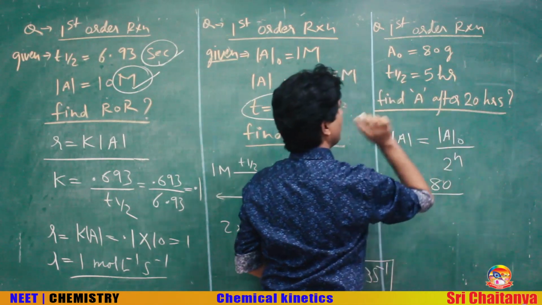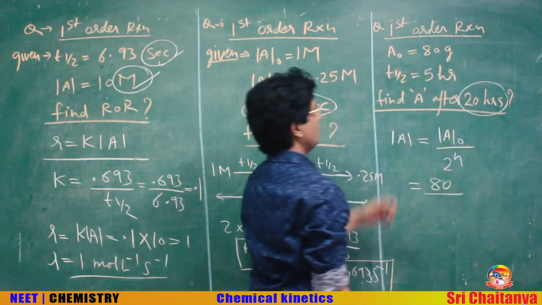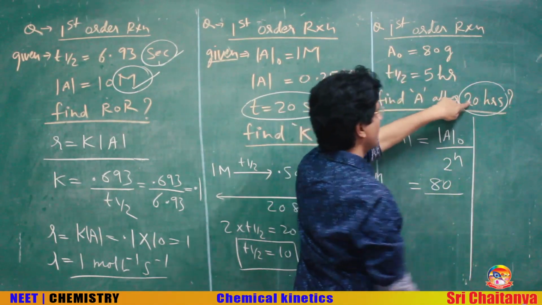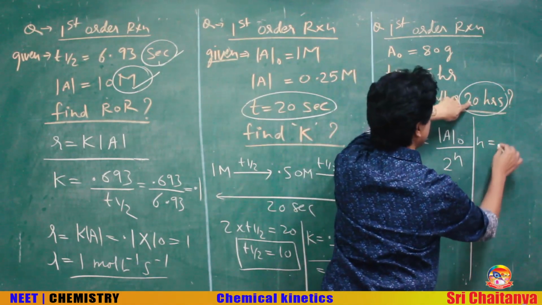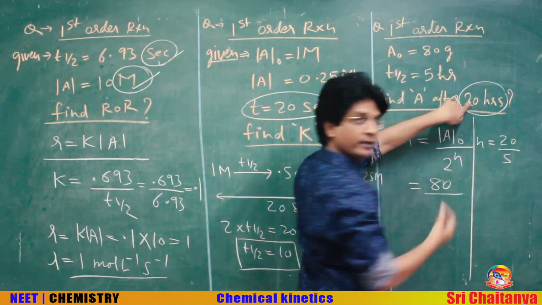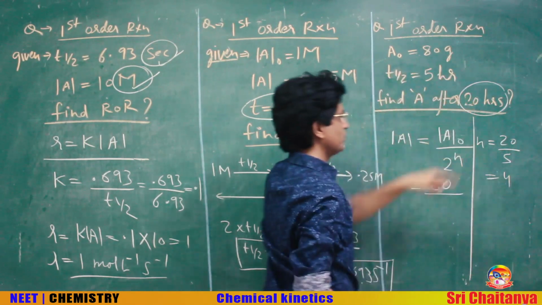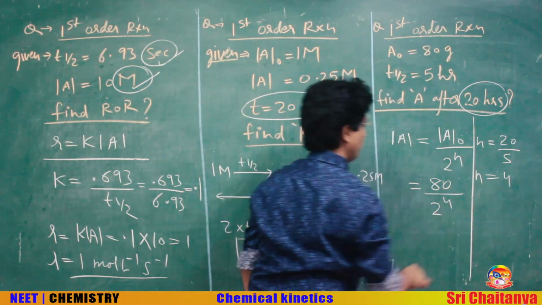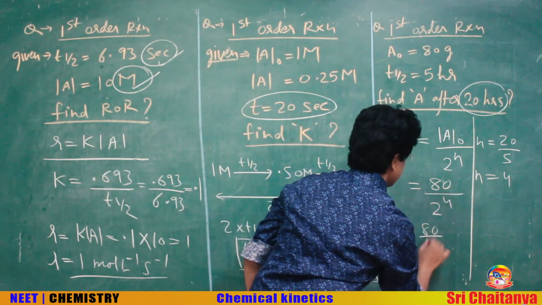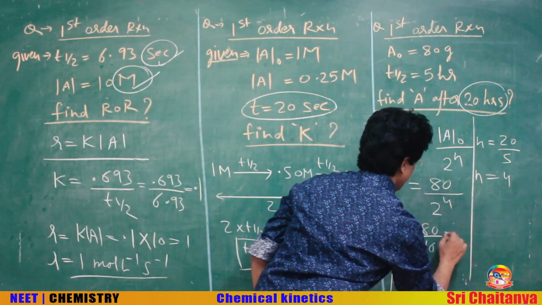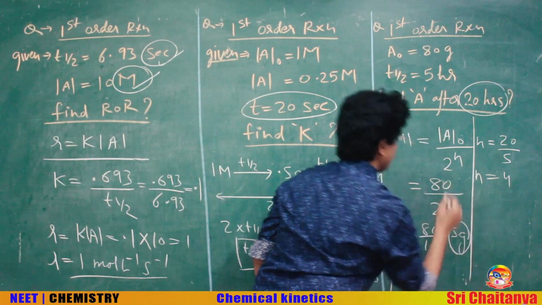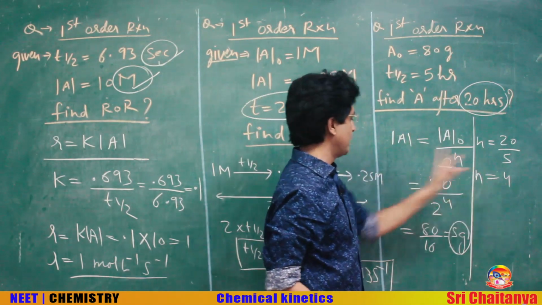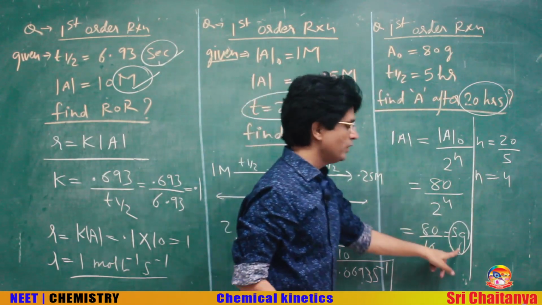and the number of half-lives in 20 hours. Half-life is 5 hours. So the number of half-lives in 20 hours will be 20 upon 5. That will be 4 half-lives. So n will be 4. So 2 to the power of 4. This will be 80 by 16 and that will be 5 gram. So after 20 hours, that means 4 half-lives, the amount of substance remaining will be 5 grams.